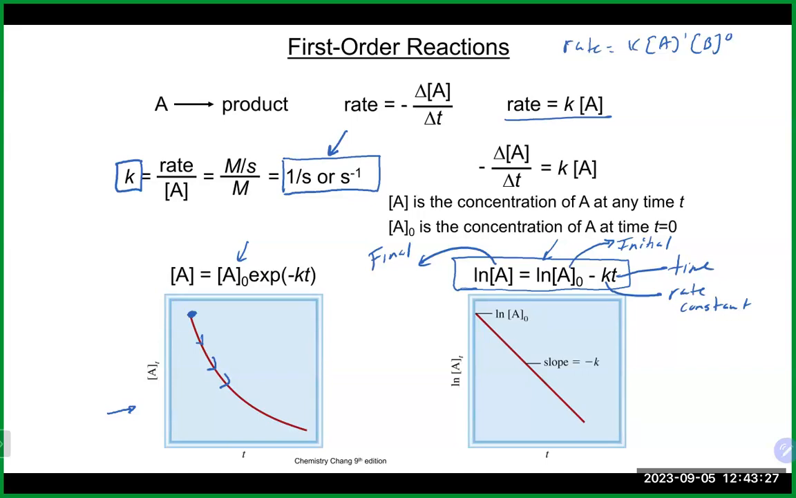And there's also a half-life equation that goes specifically with first order, which is the half-life is equal to the natural log of 2 divided by the rate constant, which if you take the natural log of 2 is 0.693 divided by the rate constant.